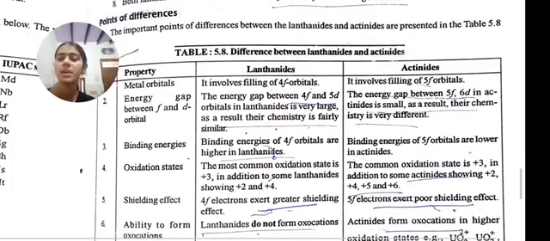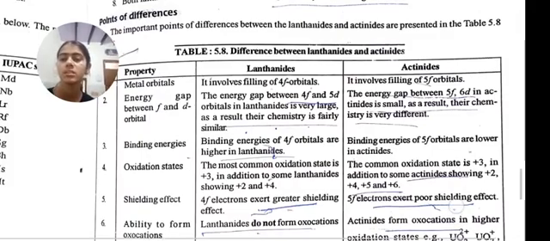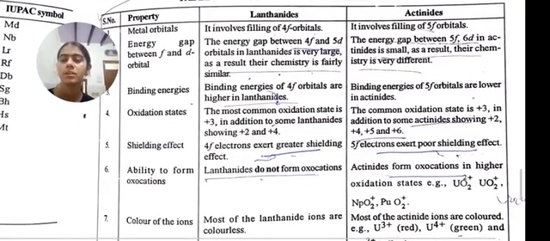In lanthanides, the binding energy of 4f orbitals is higher. In actinides, the binding energy of 5f orbitals is lower. In lanthanides, the most stable oxidation state is +3, in addition to some lanthanides showing +2 and +4. In actinides, the common oxidation state is +3, in addition to some actinides showing +2, +4, +5 and +6 oxidation states. In lanthanides, 4f electrons exert a greater shielding effect. In actinides, 5f electrons exert a poor shielding effect.